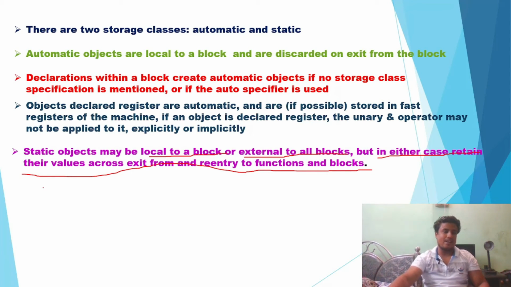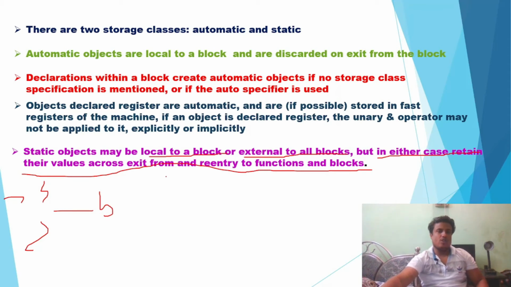What is this line trying to say? That a static variable may be local to a block, so this is a block, or maybe local to the entire function. Whenever something is declared static, remember this point, it will always be stored in the data section of our code. Because of that, it retains its value across the exit from and re-entry into the function.